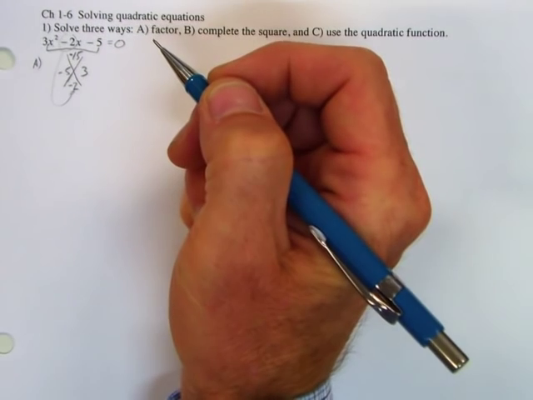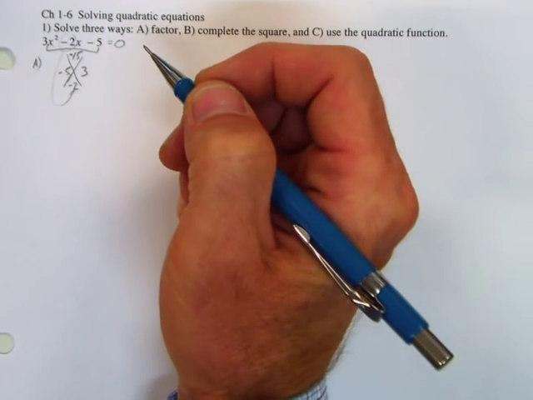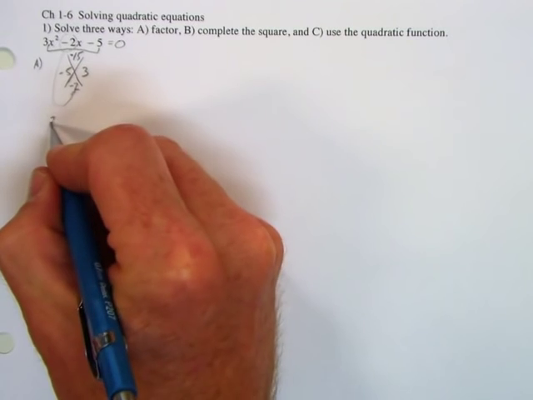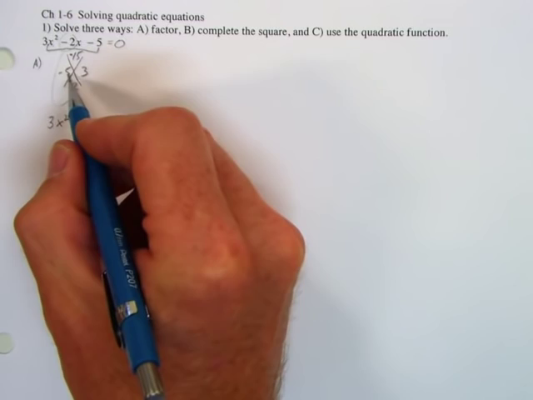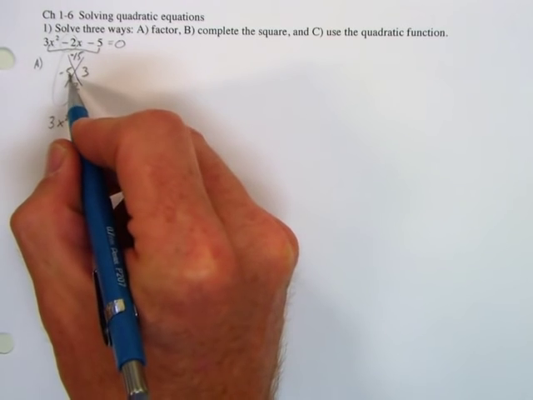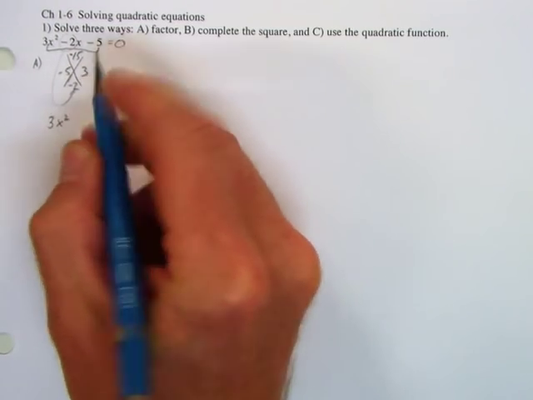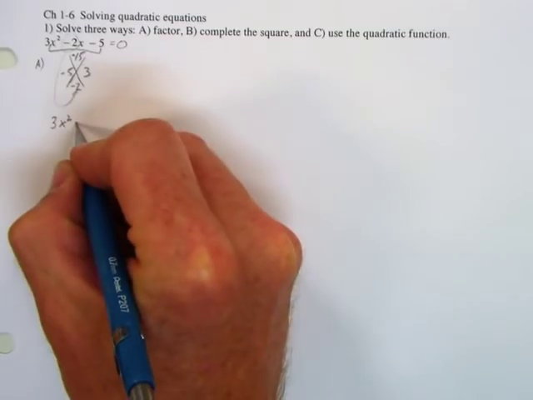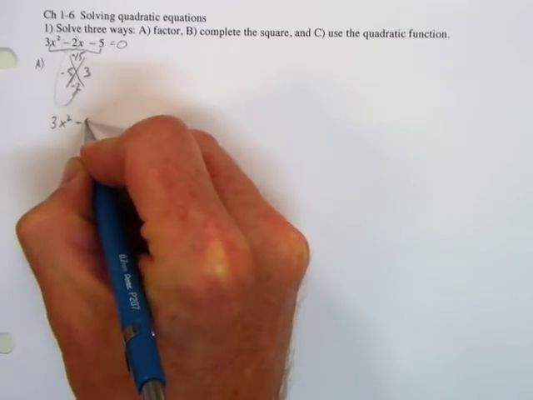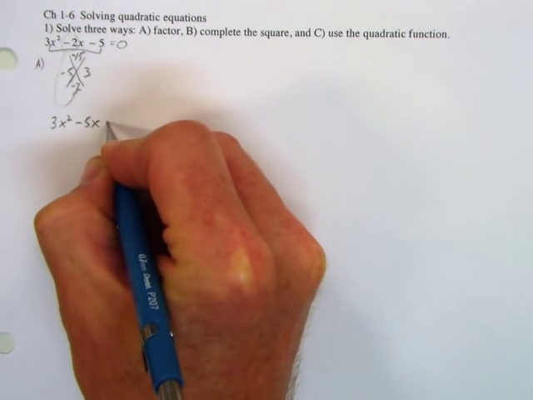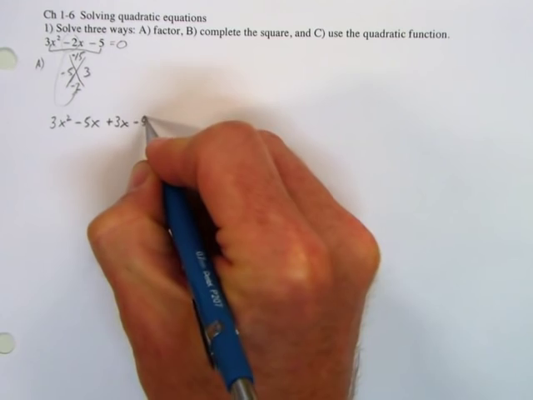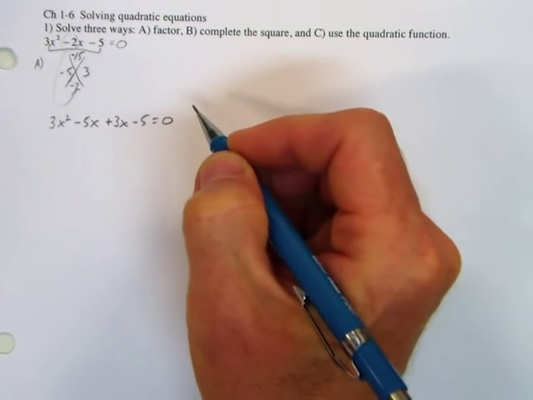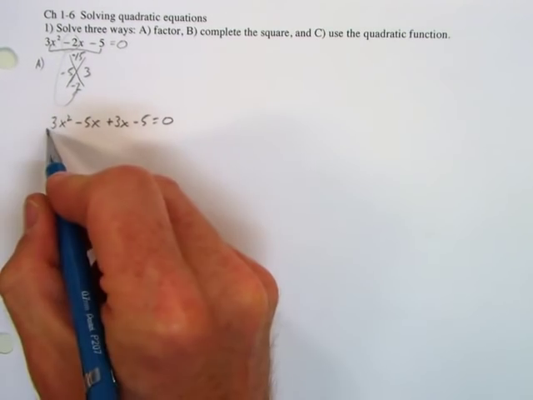In this particular problem, it's pretty straightforward. So we would take 3x squared, we leave it alone, we take the negative 2x, and that's broken up into negative 5x plus 3x. I'll just write it like that, it doesn't matter, plus 3x minus 5 equals 0. Now we're going to factor by grouping.